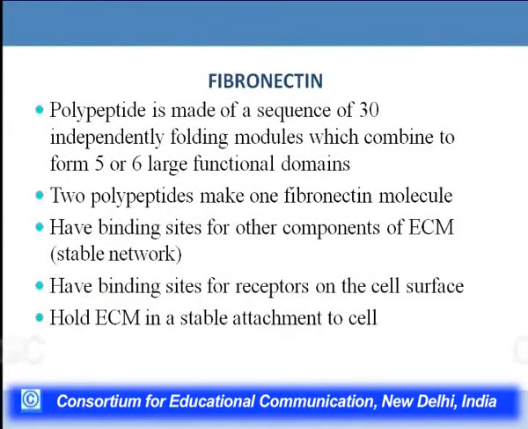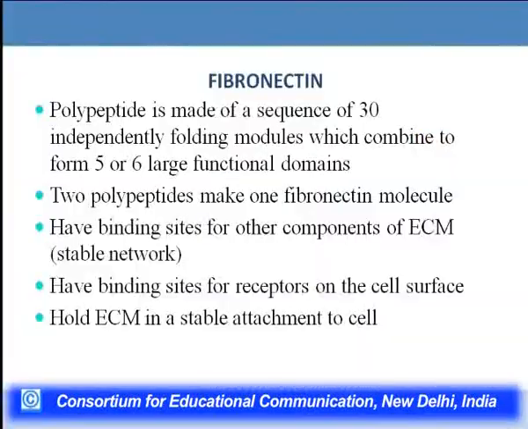Coming to another type of extracellular matrix molecule, which is fibronectin. It is basically made up of two polypeptides. Each fibronectin molecule is made up of two polypeptides, and these polypeptides are arranged in modules, about 30 modules, and these modules are then arranged in 5 to 6 large functional domains.